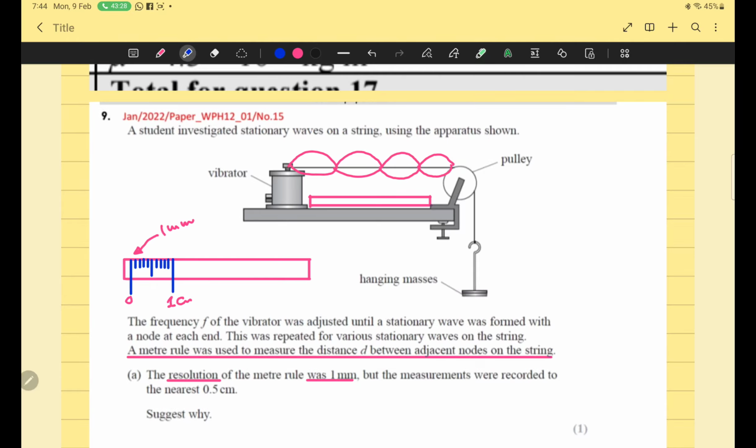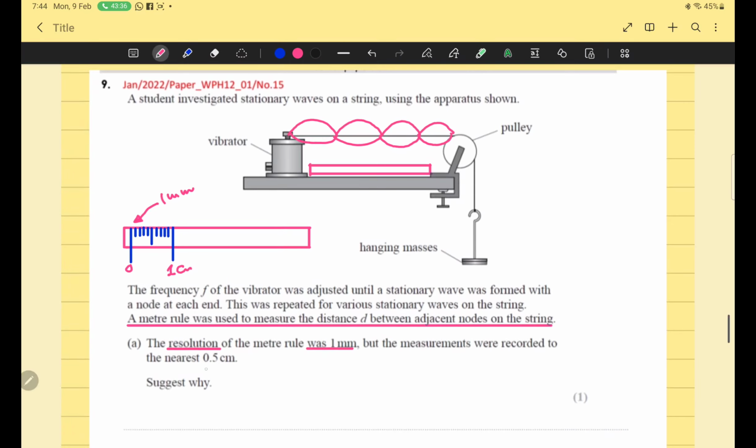Okay, but the measurements were recorded to the nearest 0.5 centimeter. 0.5 centimeter means 5 millimeter. Okay. So what does it mean? Sir, it means when the student was changing the frequency, the number of loops was changing.